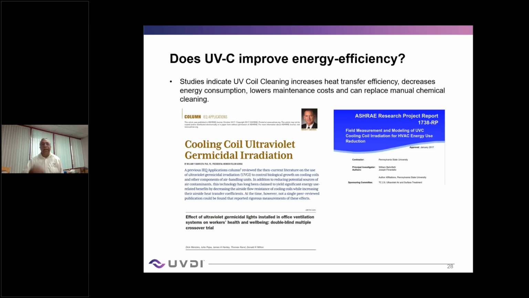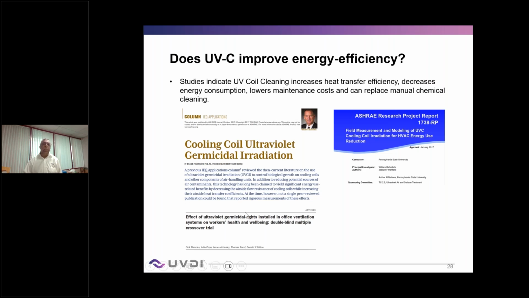There are several studies which confirm the energy savings which can be brought about by using UV for coil cleaning. The big one is the ASHRAE Research Project 1738, which was done by Dr. Bahnfleth, who's a former president of ASHRAE. He did a study, actual field application in his university at Penn State, and also in a location in Tampa, and then he collaborated with someone in Singapore, and they basically verified the energy efficiency savings from applying UV.